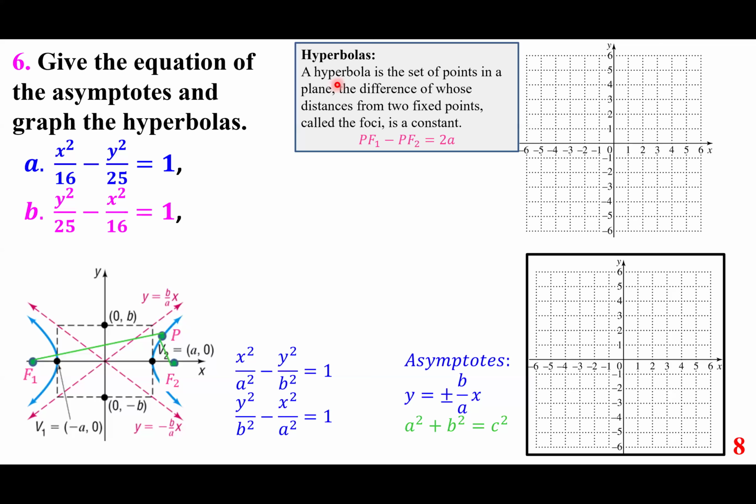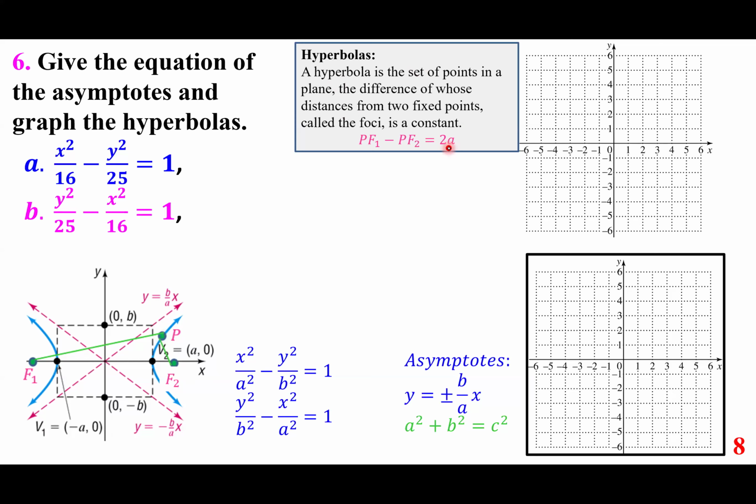A hyperbola is the set of points in a plane, the difference of whose distances from two fixed points called foci is a constant. So if you can pick a point, any point, for example, P, and connect it to foci, F1 as well as F2. PF1 minus PF2 equals a constant. That constant happened to be 2a.